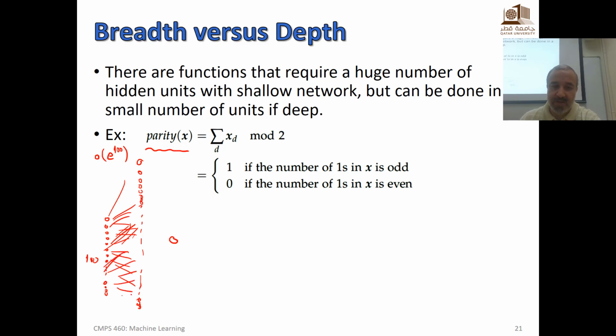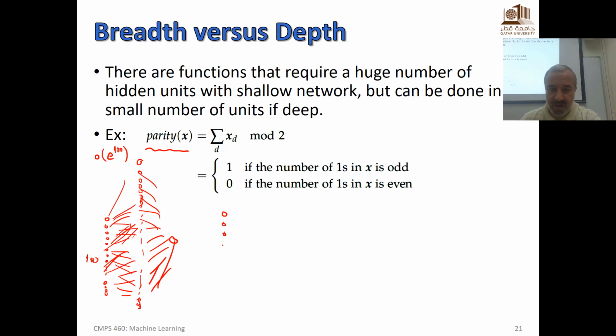So this is the 2-layer network. How many units, how many neurons do we need here? An exponential number of units. If we do it using deeper networks, it will be something like this.